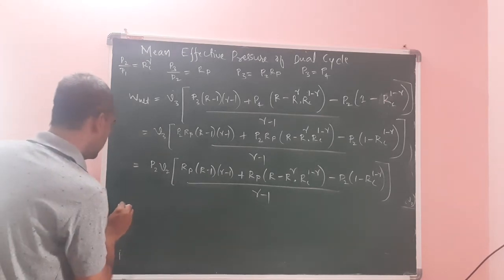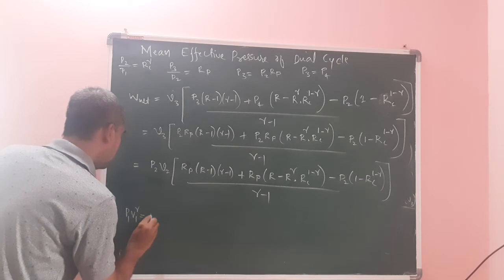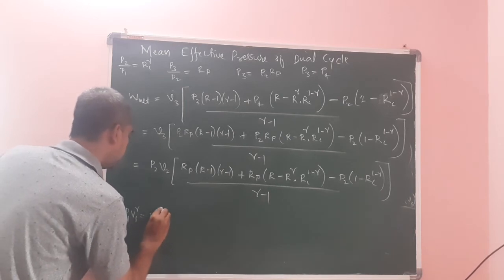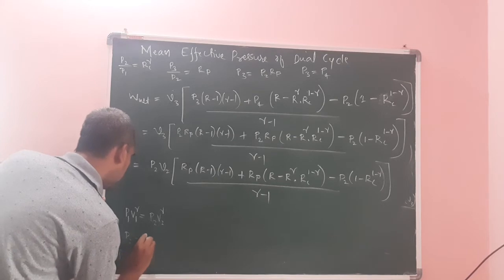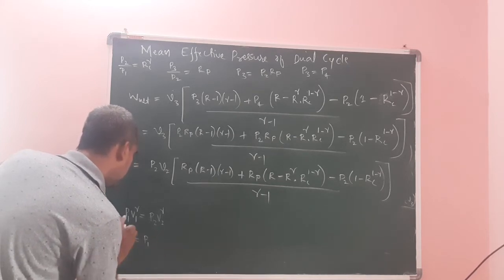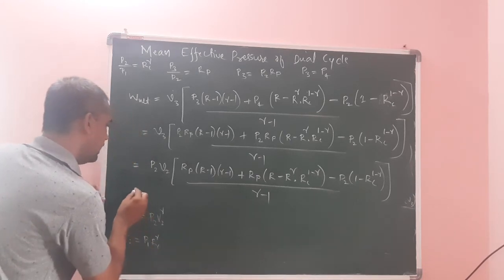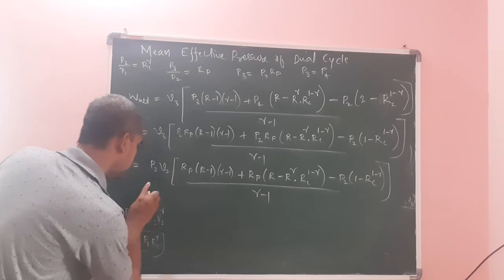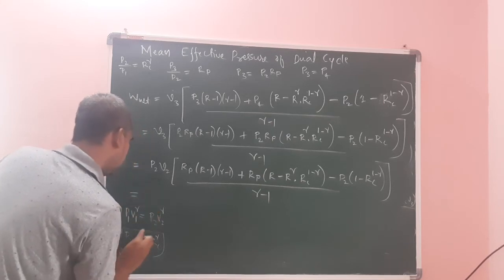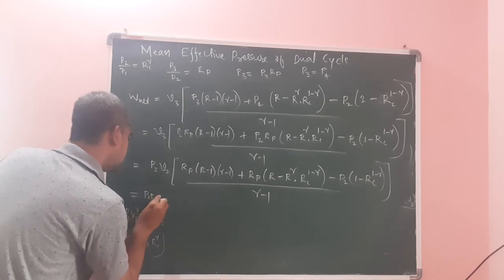We know some things like P1 raised to gamma equal to P2 raised to gamma. Therefore, what will be P2? P2 is equal to P1 into RC raised to gamma. Okay, that I will substitute here, as well as this one. Instead of writing P2, I will write P1 RC raised to gamma.